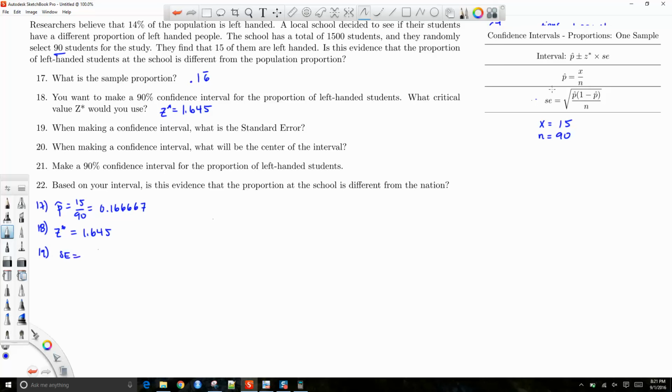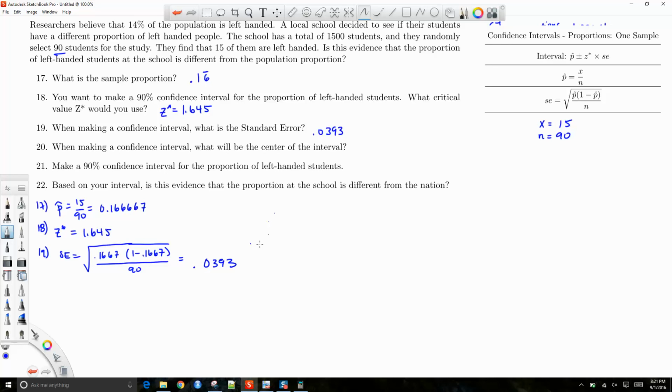The next question asks, what is our standard error? The standard error is given by that formula, the square root of P hat times 1 minus P hat over N. So I'll plug in 0.1667 times 1 minus 0.1667 divided by N, which is 90. I've gone ahead and done this calculation, and what I get is 0.0393 as our standard error. I hope that matches what you found.